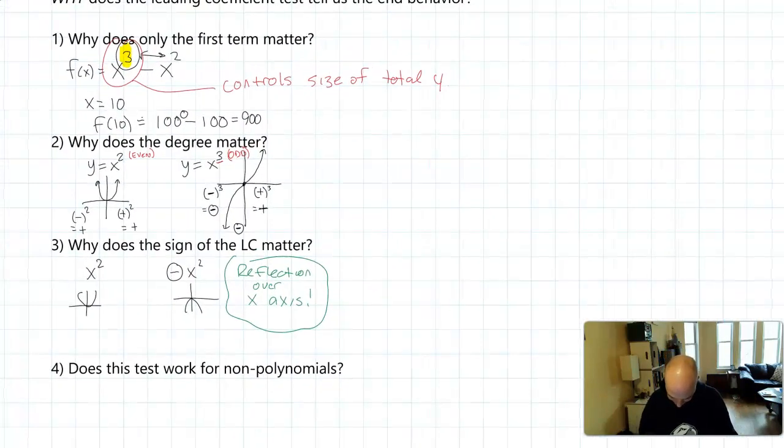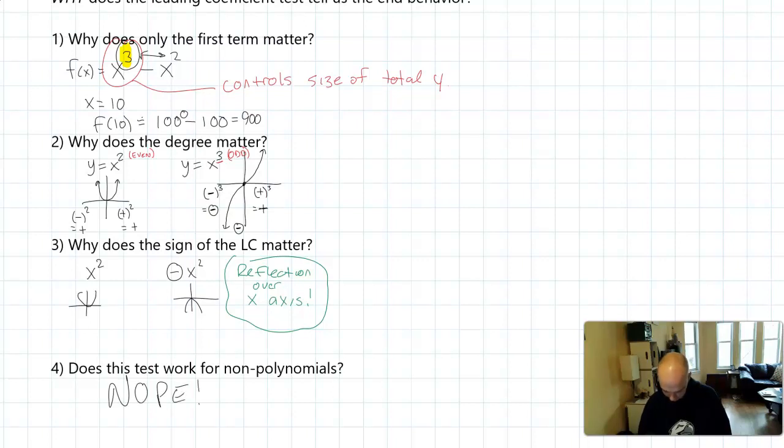I wrote question 4, does this test work for non-polynomials? Nope. Basically, polynomials are so regular, each term has the same structure. There's no different number thing going on with different terms, and you can almost always factor them to find the zeros. This leading coefficient test only really applies to polynomials. Other graphs, e to the x, rational functions, all bets are off. They have their own separate tests. So this is really just for polynomials, by the way.